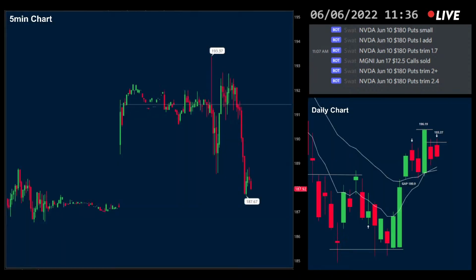NVIDIA coming. Let's see if we get the next leg. NVIDIA needs to go below 187 to follow AMD down. We have levels all the way into 185, 183, and below that NVIDIA has a gap to fill at 180.90.